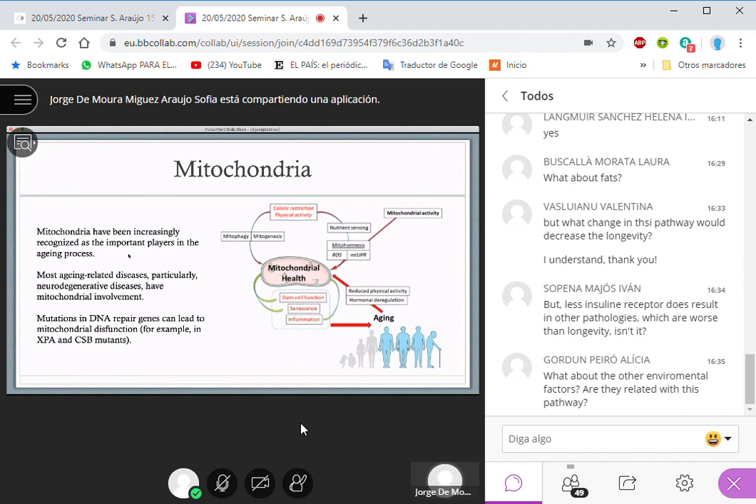Also, and this is why it's so attractive to study mitochondria, we know that most aging-related diseases, in particular neurodegenerative diseases, have a mitochondrial involvement. In many neurodegenerative diseases, defects have been found in the mitochondria of neurons, for instance. And then we also know that mutations in DNA repair genes can lead to mitochondrial dysfunction. For instance, mutations in DNA repair proteins like XPA and CSB, the Cockayne syndrome protein, have also been associated with mitochondrial dysfunction.